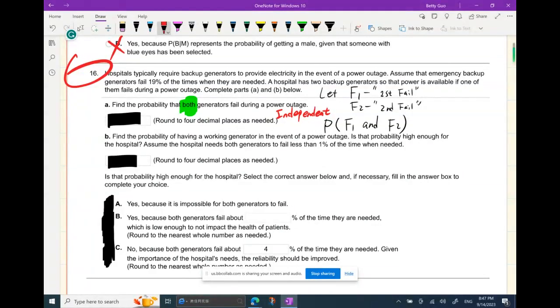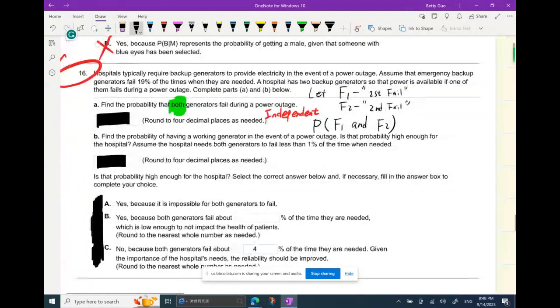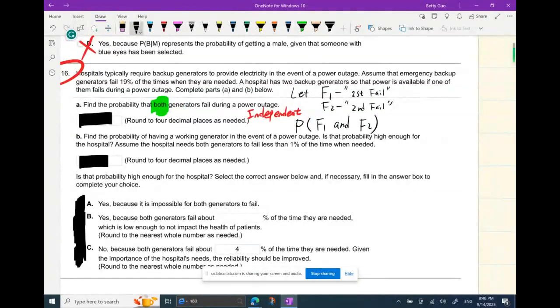Yeah, do not overthink. Some students would argue, how do you know it's independent? We want them to be independent. If the first one broke, the second one broke too, then what's the point? So we want them to be independent, then we can have backup, right? If they are independent, then we use the first formula in the multiplication rule. It's going to be P of F sub 1 times P of F sub 2.